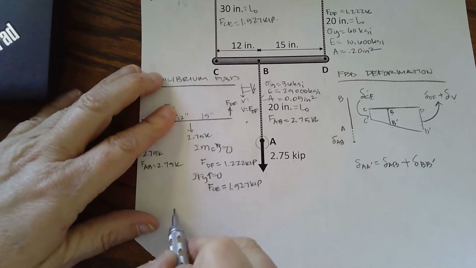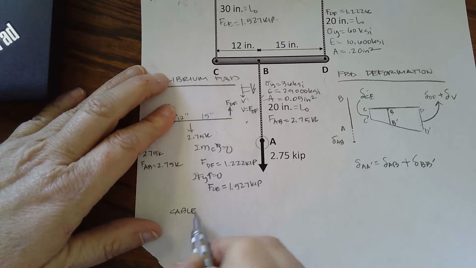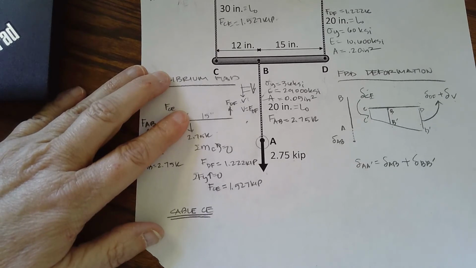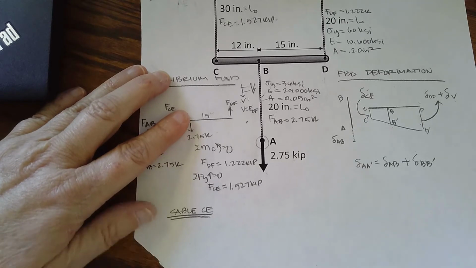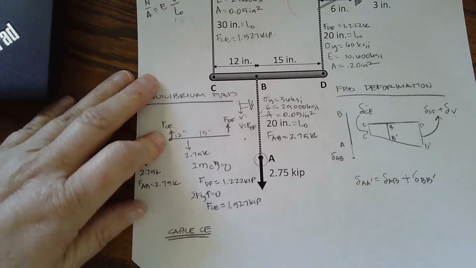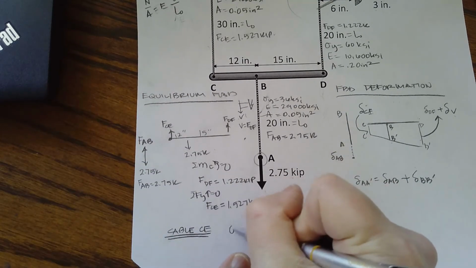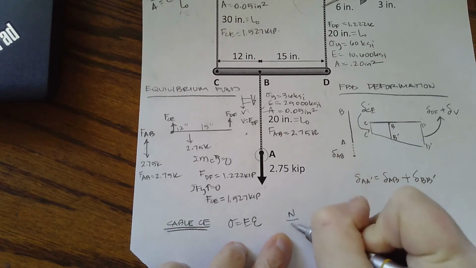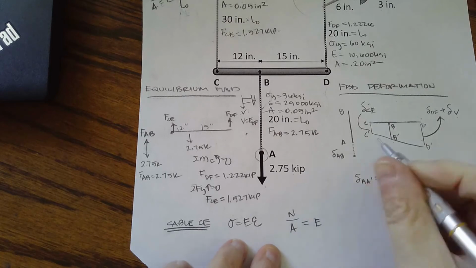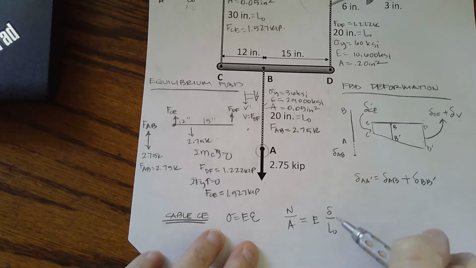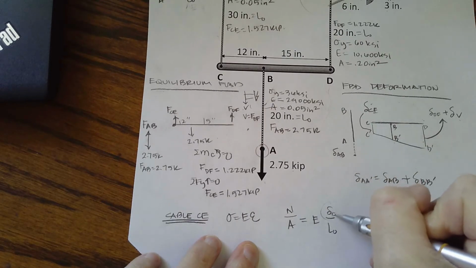So let's just start with cable CE. That's the easiest thing to start with because it is the only thing on that side. When I'm looking at cable CE, I can see that it is in normal stress because it's a tensile force. So I have stress equals E times strain. And stress is that internal normal divided by cross-sectional area, E, and then I have delta over original length. So I have everything I need so I can calculate delta CE.